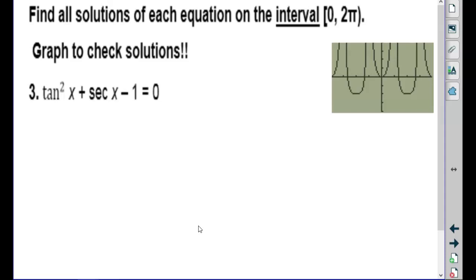What could we trade a tangent squared for? This is very similar to the one we just did. We can't get rid of secant, but what can we change tangent squared for, guys? I'm not good with this one. I hope it's something with secant squared minus 1.